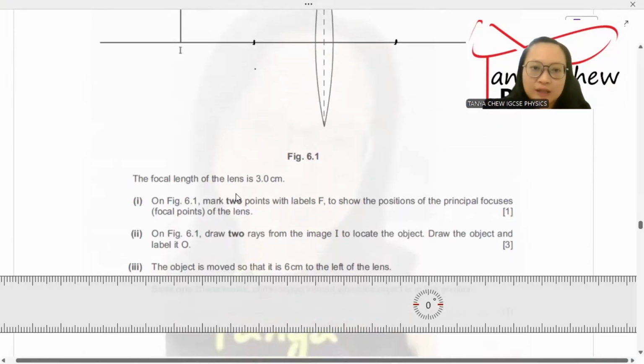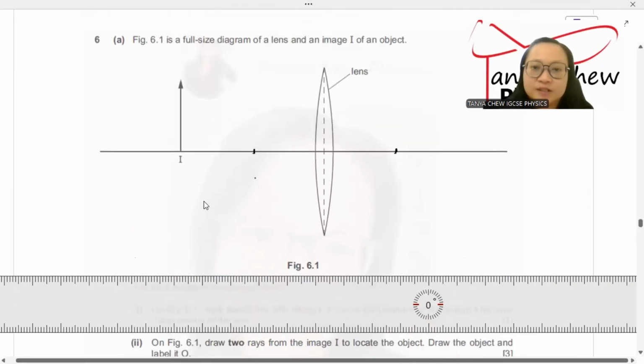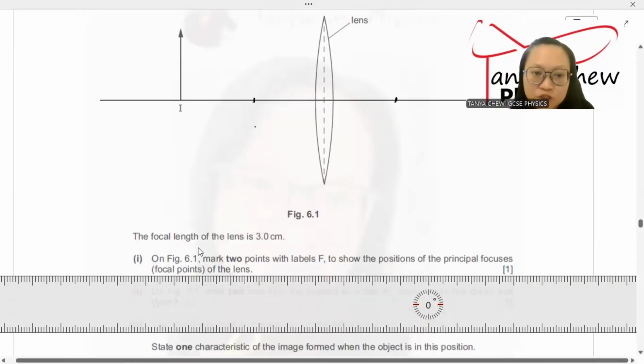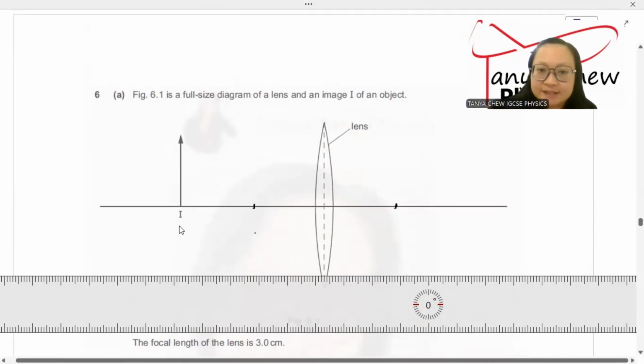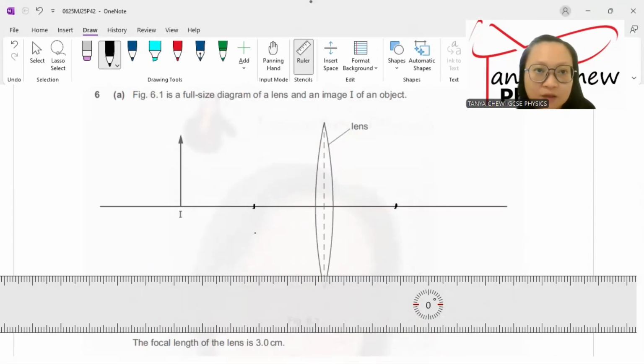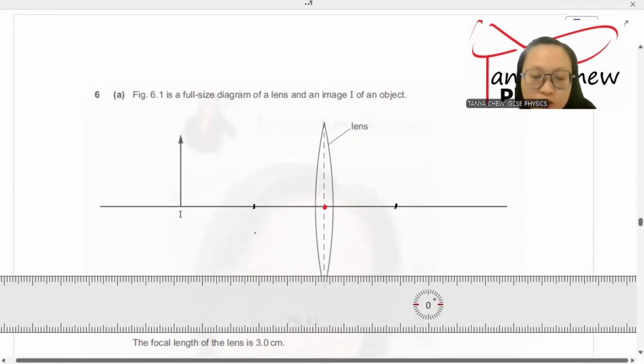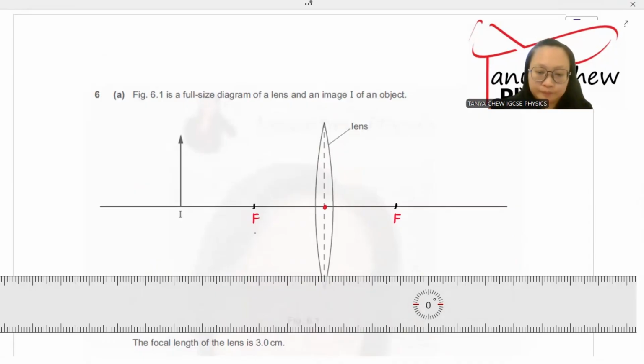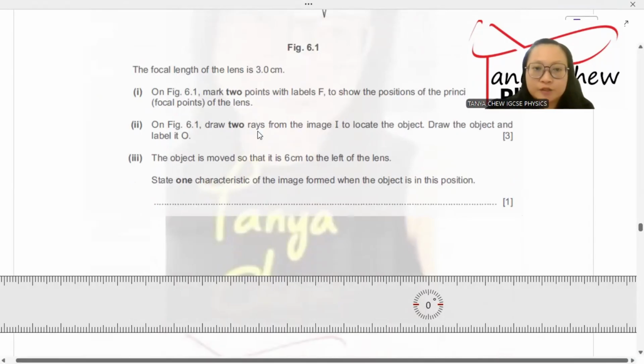Now, the focal length of the lens is 3 cm. On fig 6.1, mark 2 points with labels F to show the position of the principal focuses of the lens. So I have measured. Focal length is the distance measured from the center of the lens. This is the center of the lens. You measure 3 cm. So this is my focal point or the principal focus.